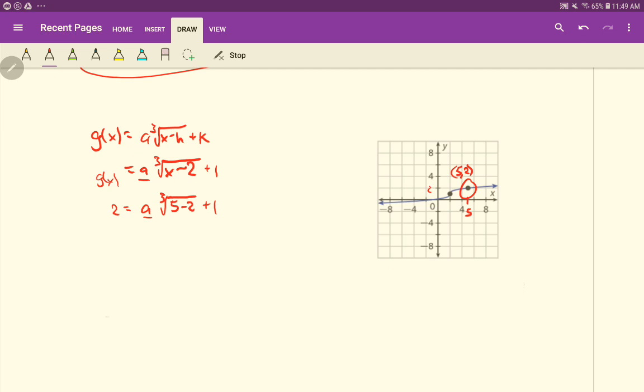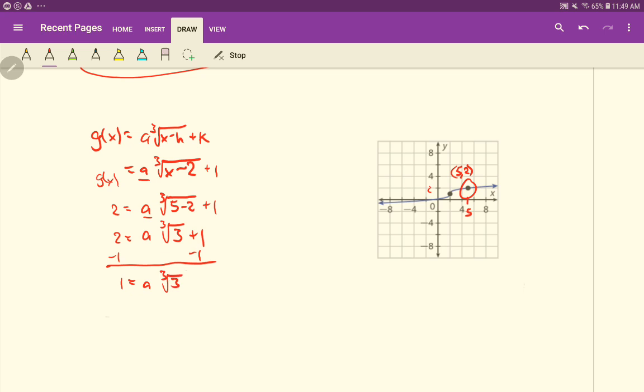Okay, now let's see here. I have to multiply this out. So we get 2 equals a times the cube root of 5 minus 2, which is 3, plus 1. We'll subtract that. So now we have to solve for a, right? To get the a by itself, the first thing we'll do is subtract 1 from both sides. And that leaves us with 1 equals a times the cube root of 3.